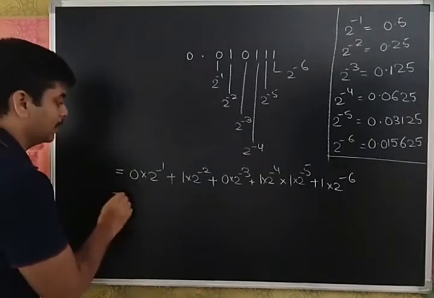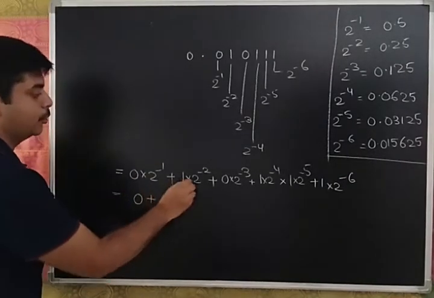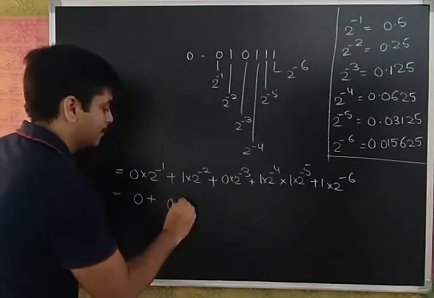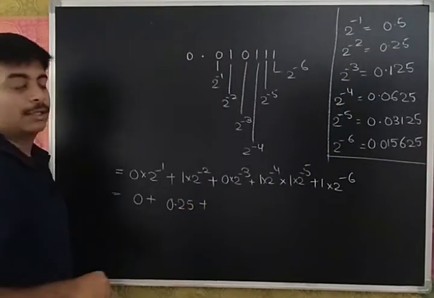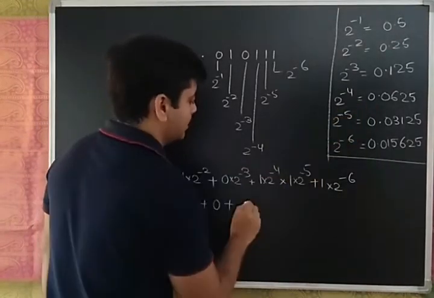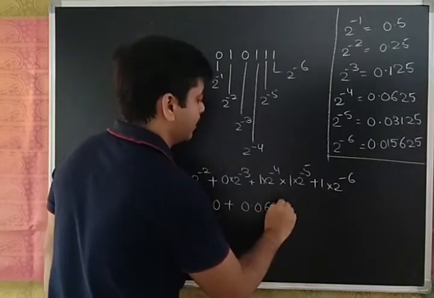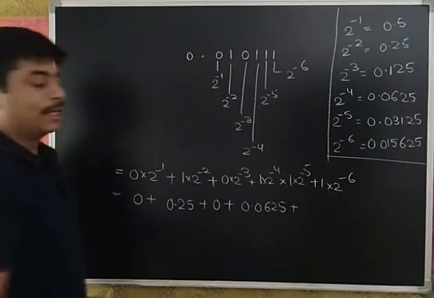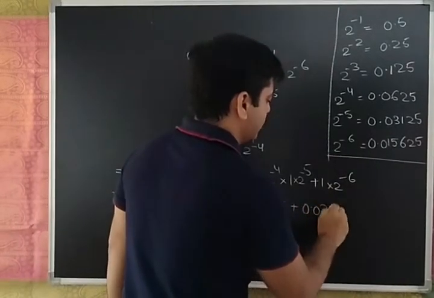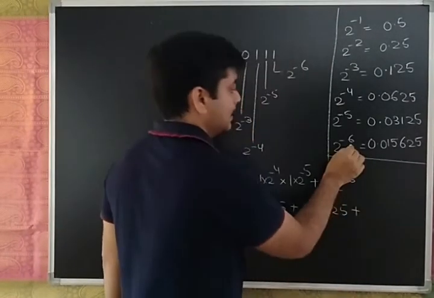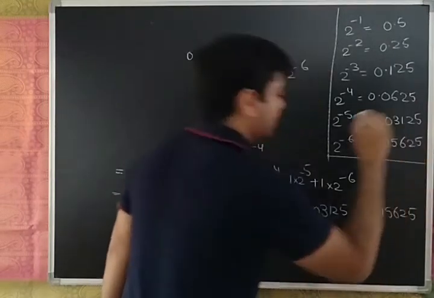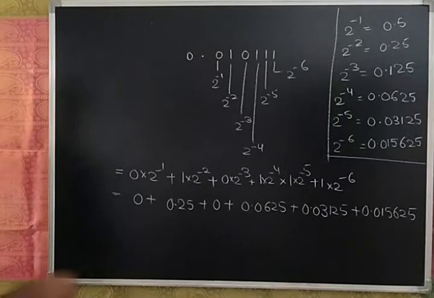Okay, so 0 into whatever it is, 0, plus 1 into 2 power minus 2. 2 power minus 2 is 0.25. It is 0.25, plus 0 into 2 power minus 3, it is again 0, plus 1 into 2 power minus 4 is 0.0625. Okay, plus 1 into 2 power minus 5 is 0.03125, and 1 into 2 power minus 6 is 0.015625. Okay, so when you add all this, what will you get?